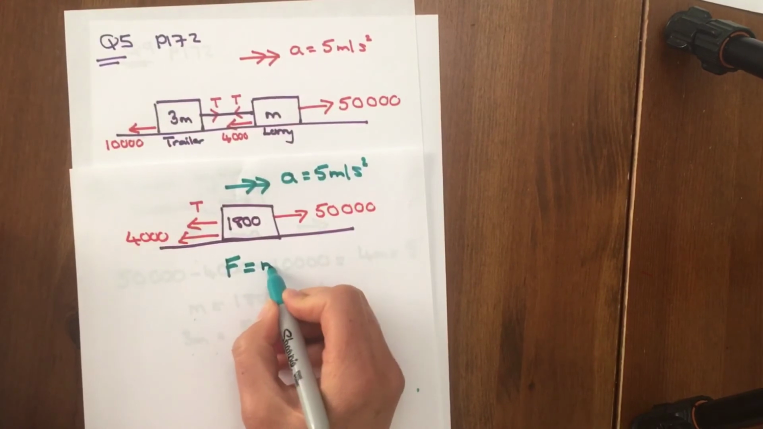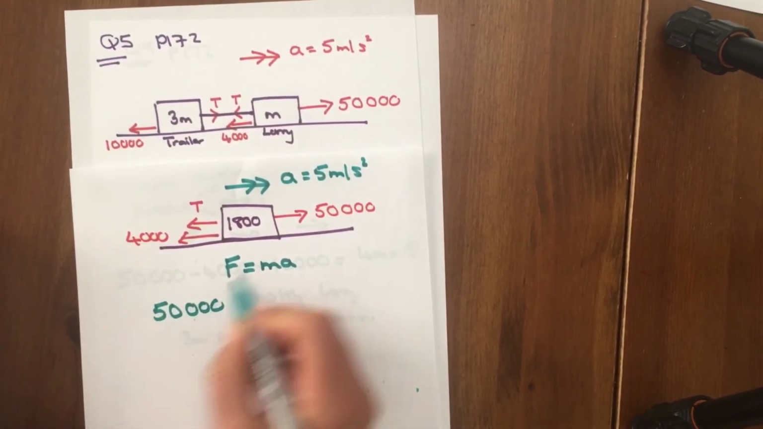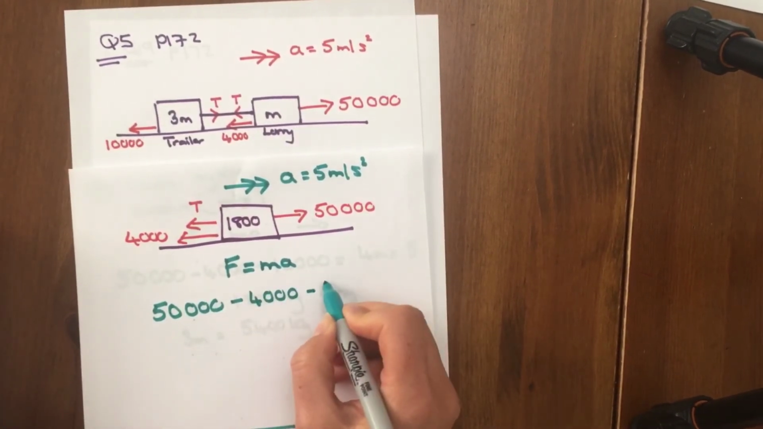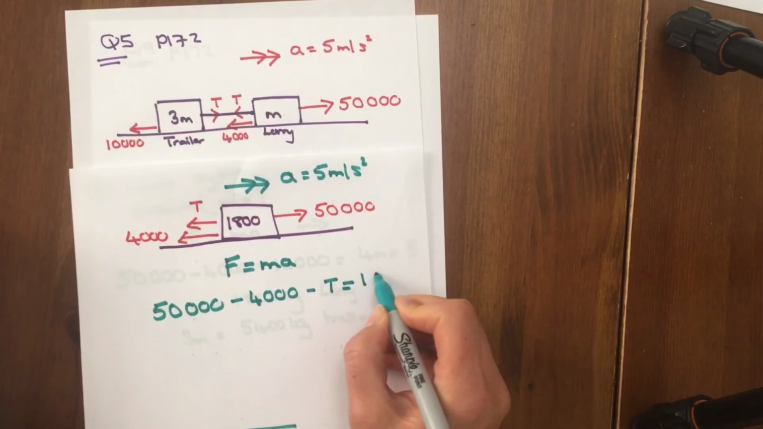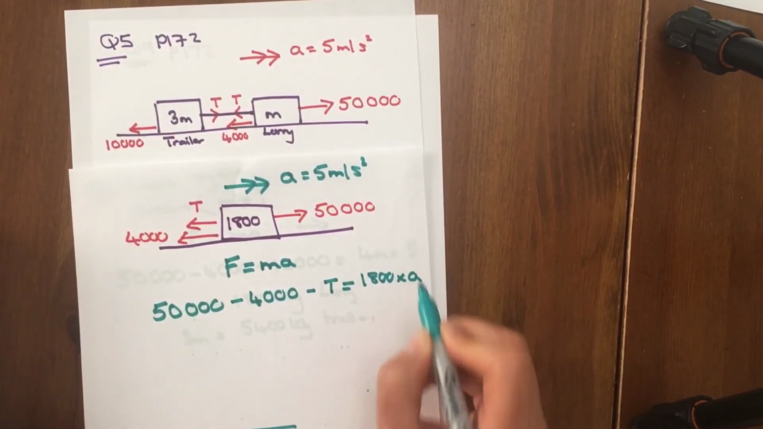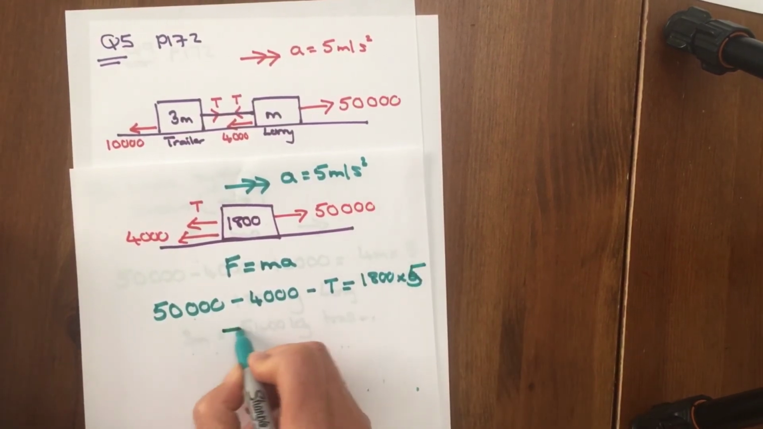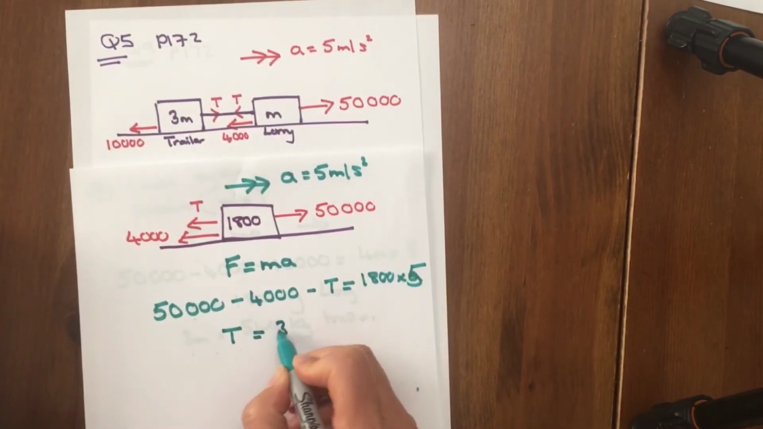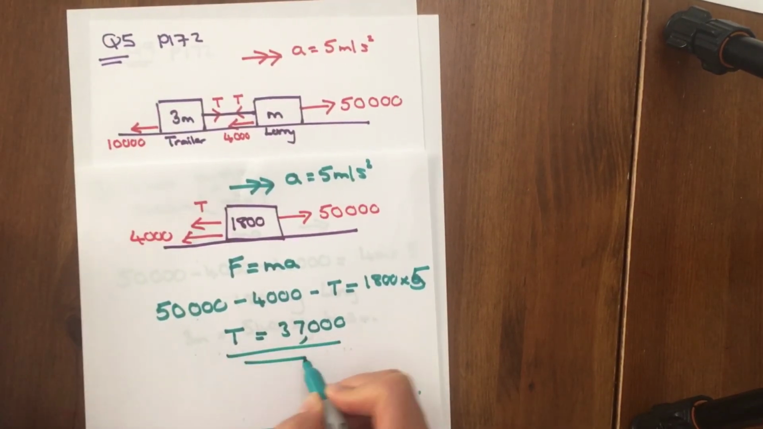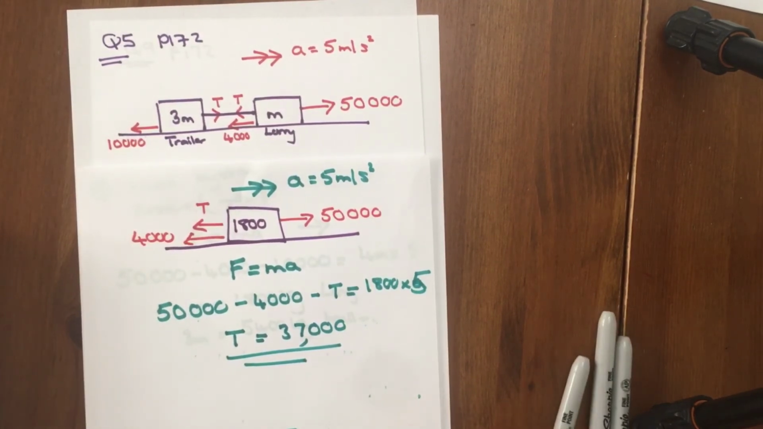So F equals ma, 50,000 towards the right, minus 4,000 minus T equals my mass times my acceleration, which is 5. So if I put 5 in here instead of acceleration, and if I work all that out, I get the same answer, 37,000. Okay, so that's question 5.